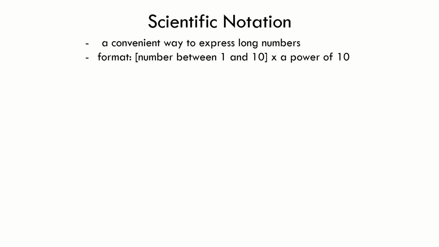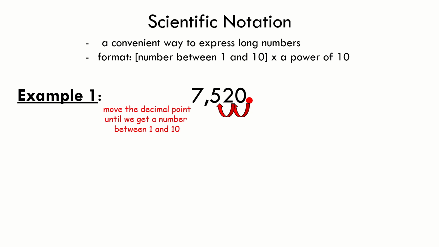Para mas malinaw, let's have an example over here. 7,520, i-report natin in proper scientific notation. Okay. Ngayon, alam natin na may decimal point dito, di ba? Kailangan natin ilipat yung decimal point such that makakuha tayo ng number between 1 and 10 bilang ating coefficient. Okay? Ngayon, ginalaw natin yung decimal point 3 spaces to the left. Nakakuha tayo ng number na 7.52. Ito ay acceptable na coefficient sa scientific notation dahil it's a number between 1 and 10.